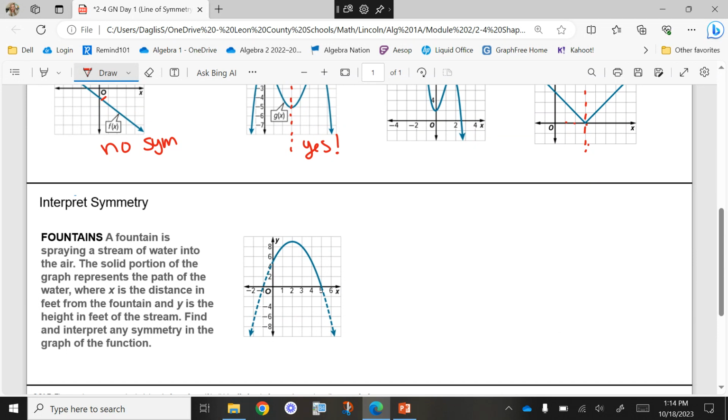Interpret the symmetry. A fountain is spraying a stream of water into the air. The solid portion of the graph represents the path of the water, where x is the distance in feet from the fountain and y is the height in feet of the stream. Find and interpret any symmetry in the graph of the function. All right. Is there symmetry? It's a parabola, so that always does. Where is it happening? In the middle.